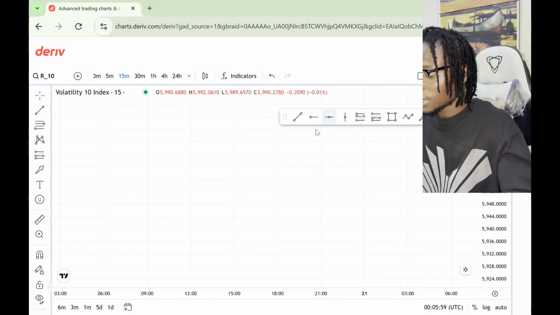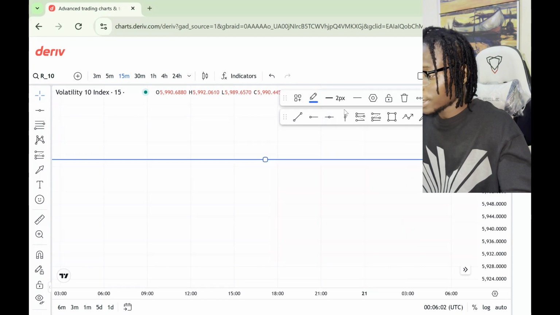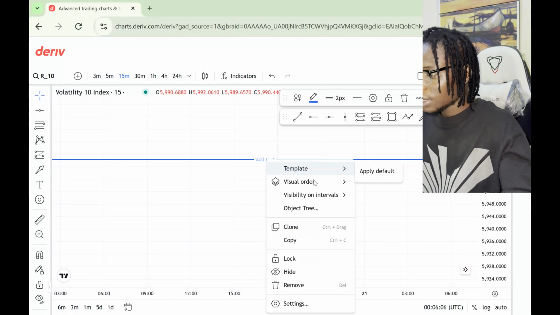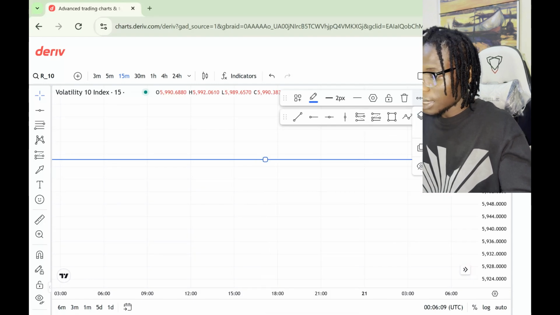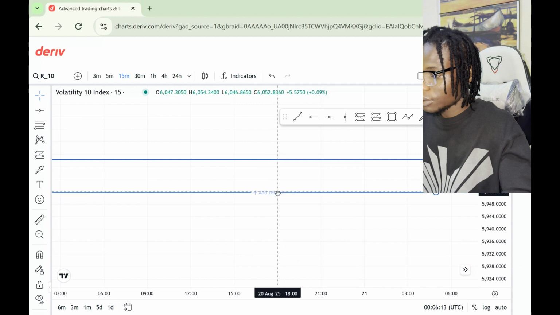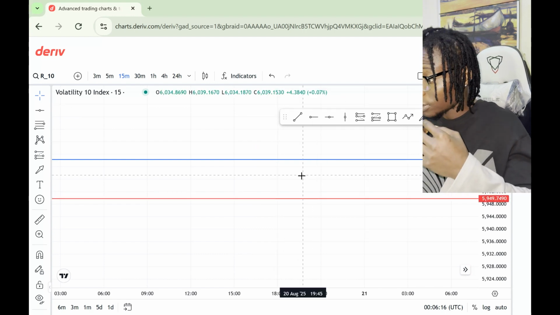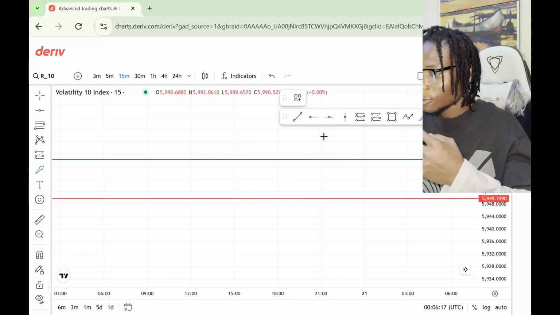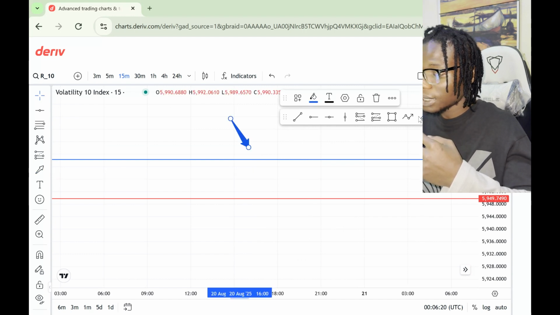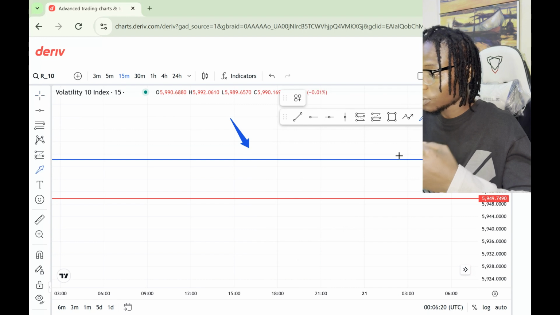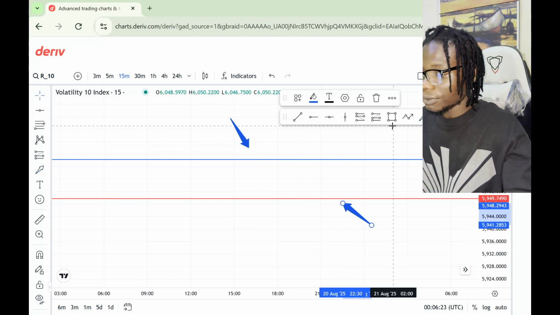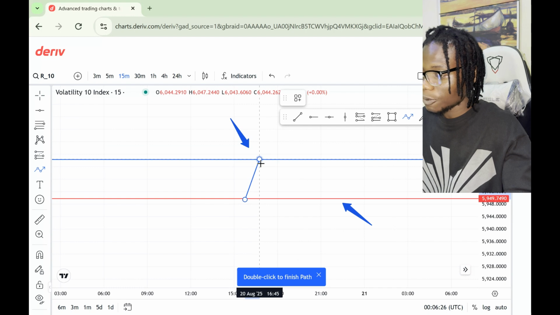So I'll say this blue line here is our resistance. Let me clone this up. Okay, this blue line is our resistance and this red line is our support, right? So this is how support and resistance look like, whereby price moves and bounces from both points. So these are significant levels that price has gotten to.